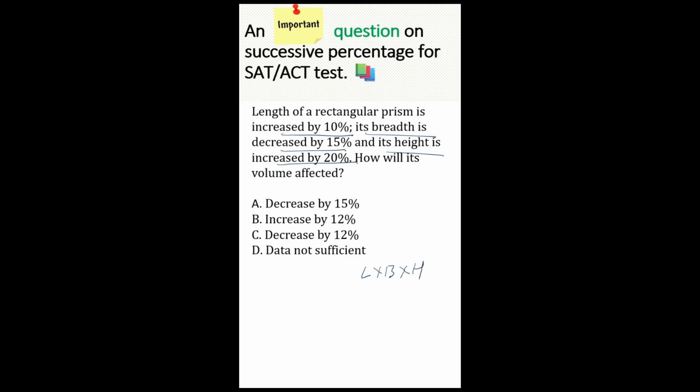So the next step, all these three figures, L, B, and H, have changed. So how have they changed? The length has increased by 10%. So now that is L multiplied by 1 plus 0.1. B is then B multiplied by 1 minus 0.15. Similarly, our height will be H multiplied by 1 plus 0.2. Once you solve this, you will have LBH multiplied by 1.12. In fact, this volume increased by 12%. So option B shall be correct.